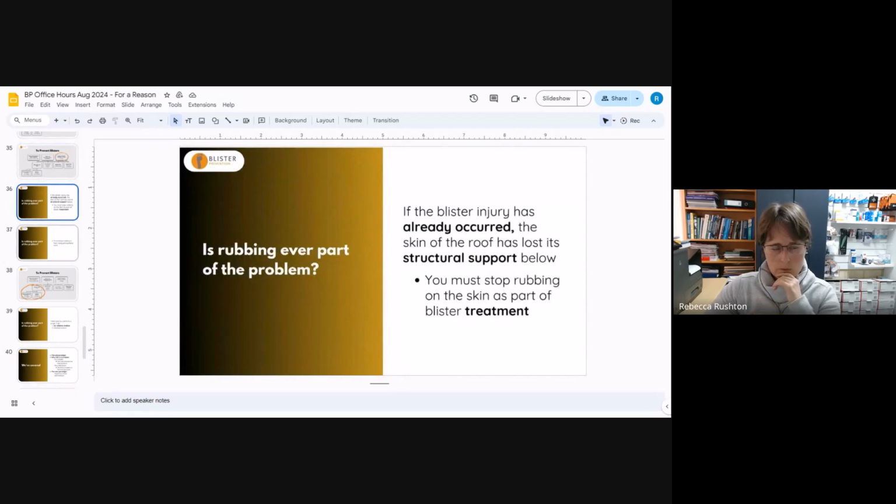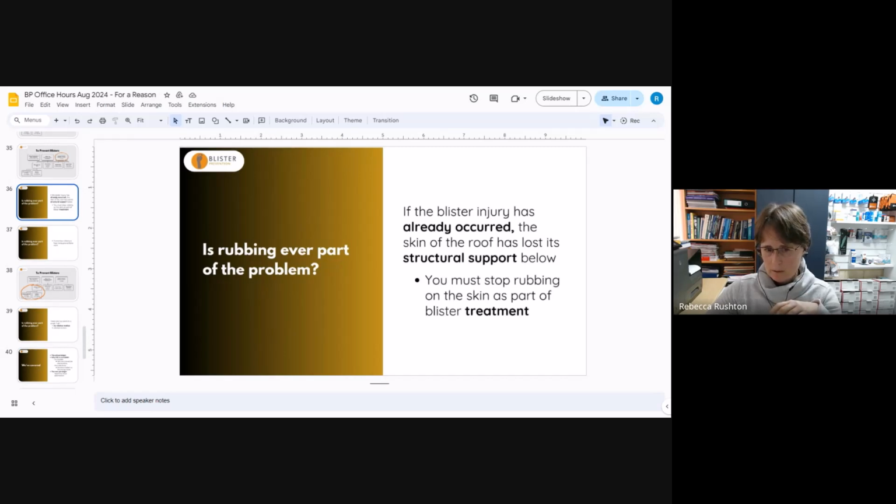And I'm going to leave you with this thought, and that is, is rubbing ever part of the problem? Well, it's kind of part of the problem if you think that when we've got a blister, so we've got the intraepidermal fatigue, you certainly do want to stop rubbing on the surface of the skin, because the skin has lost its structural support from underneath. So you must stop that, either with taping, but even better, because you don't really want to stick something to weak skin, because when you take it off, it will take the whole blister roof off. Probably just an island dressing is better.